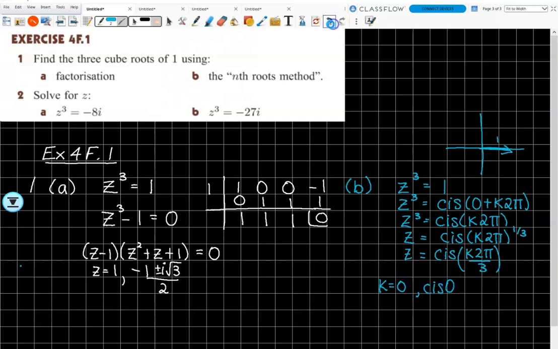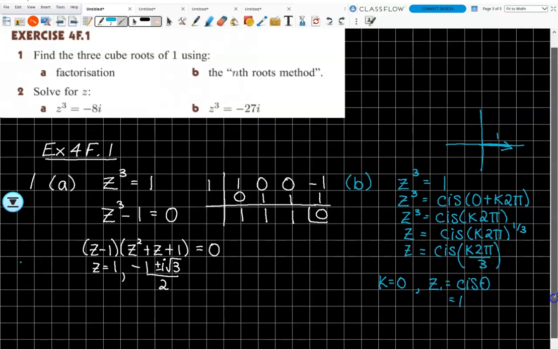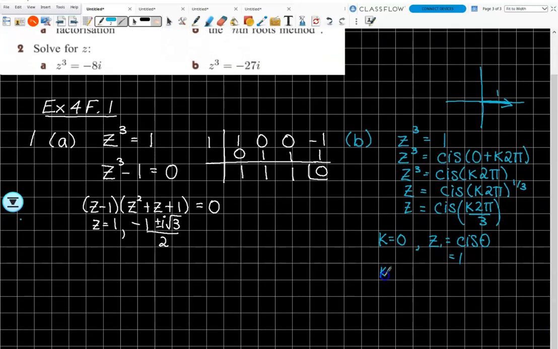Sorry, z1 equals cis 0, 0. I'm so wanting to write theta all the time. And that's 1. To get my second solution, that's when k is 1. So I get z2, my second root, is going to be cis, so I stick a 2 where the k is. 2 times 2 is 4, 4 pi.